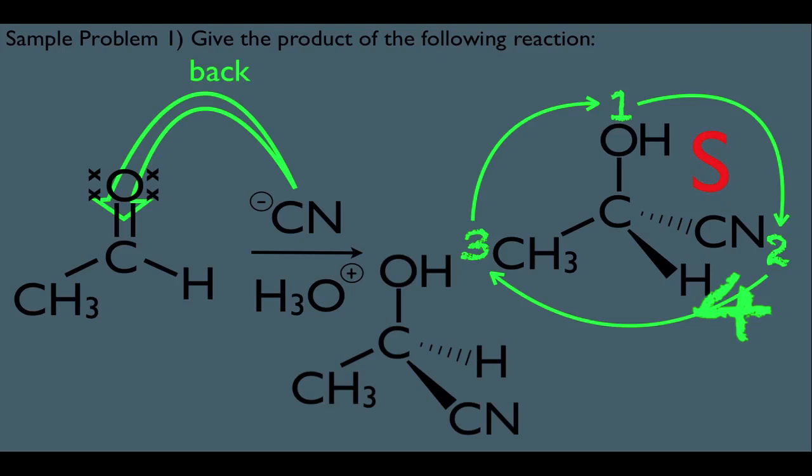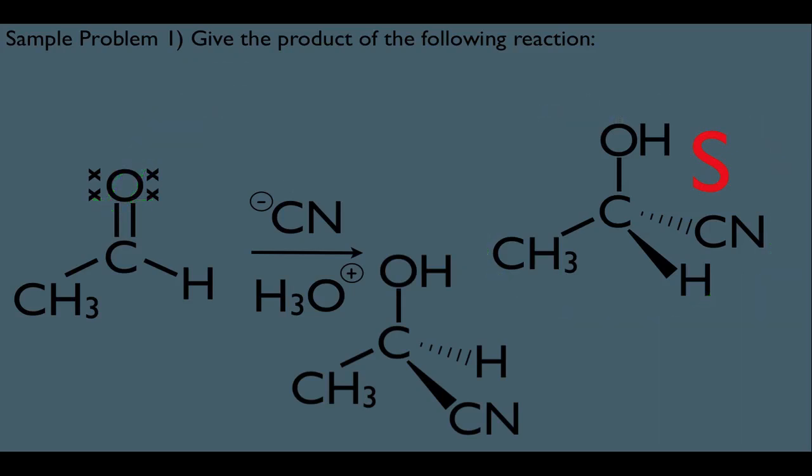So notice it is a different product. Our answer then is this right here. We get both the S and the R product. Think about this for a second. If this is on an organic chemistry test that happens to be multiple choice, then you have technically more than one possible answer for this reaction.